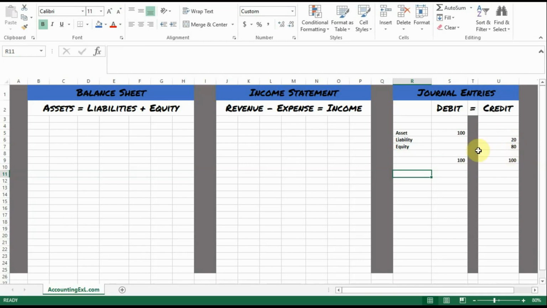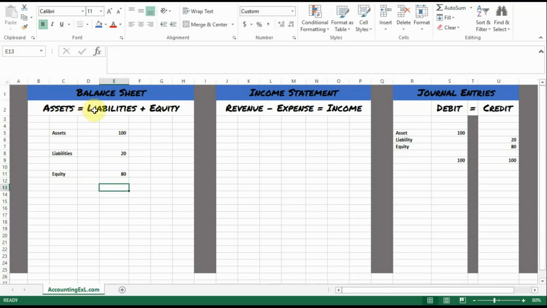Okay, so then your journal entries are recorded. Then what we want to do is show this on the balance sheet. So our asset is $100, our liabilities are $20, and our equity is $80.